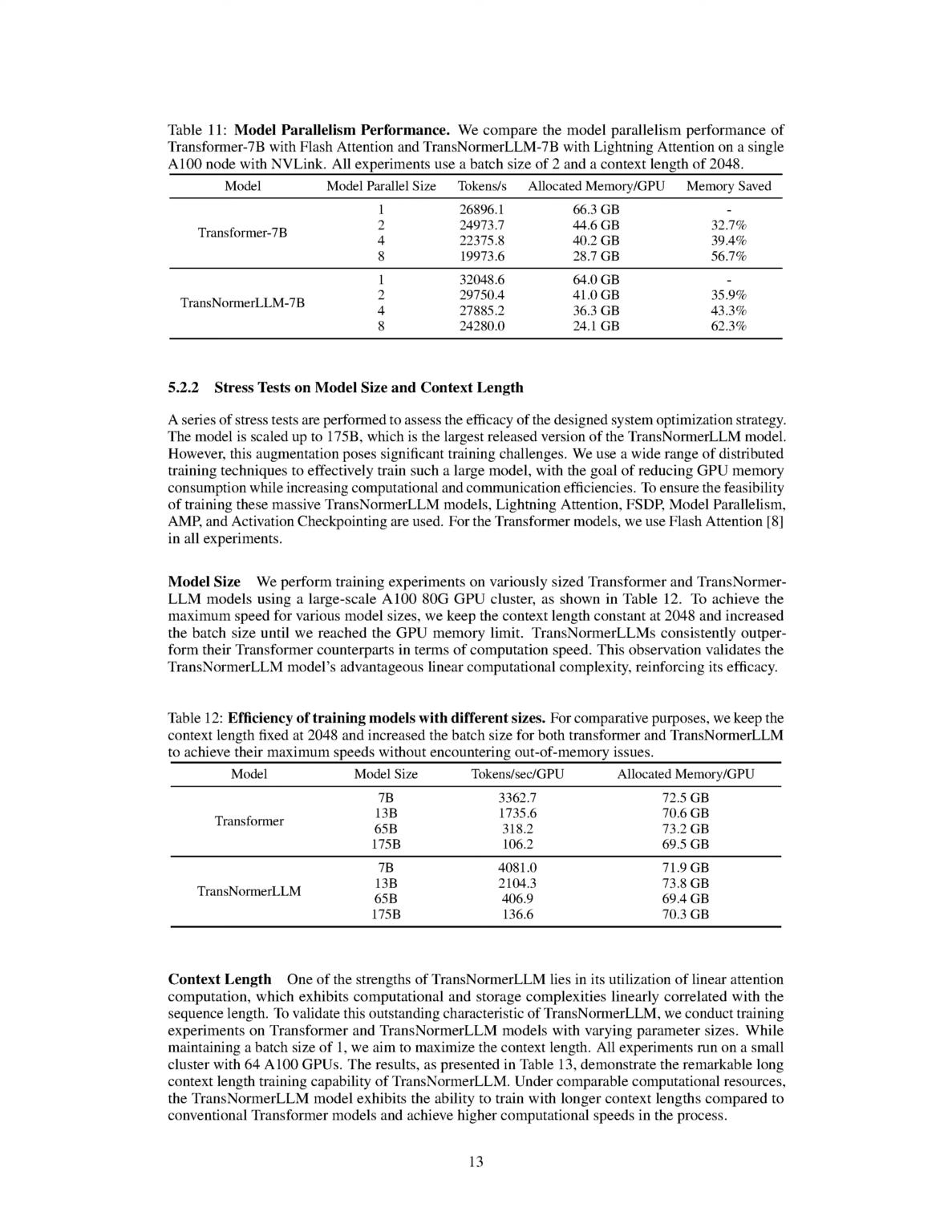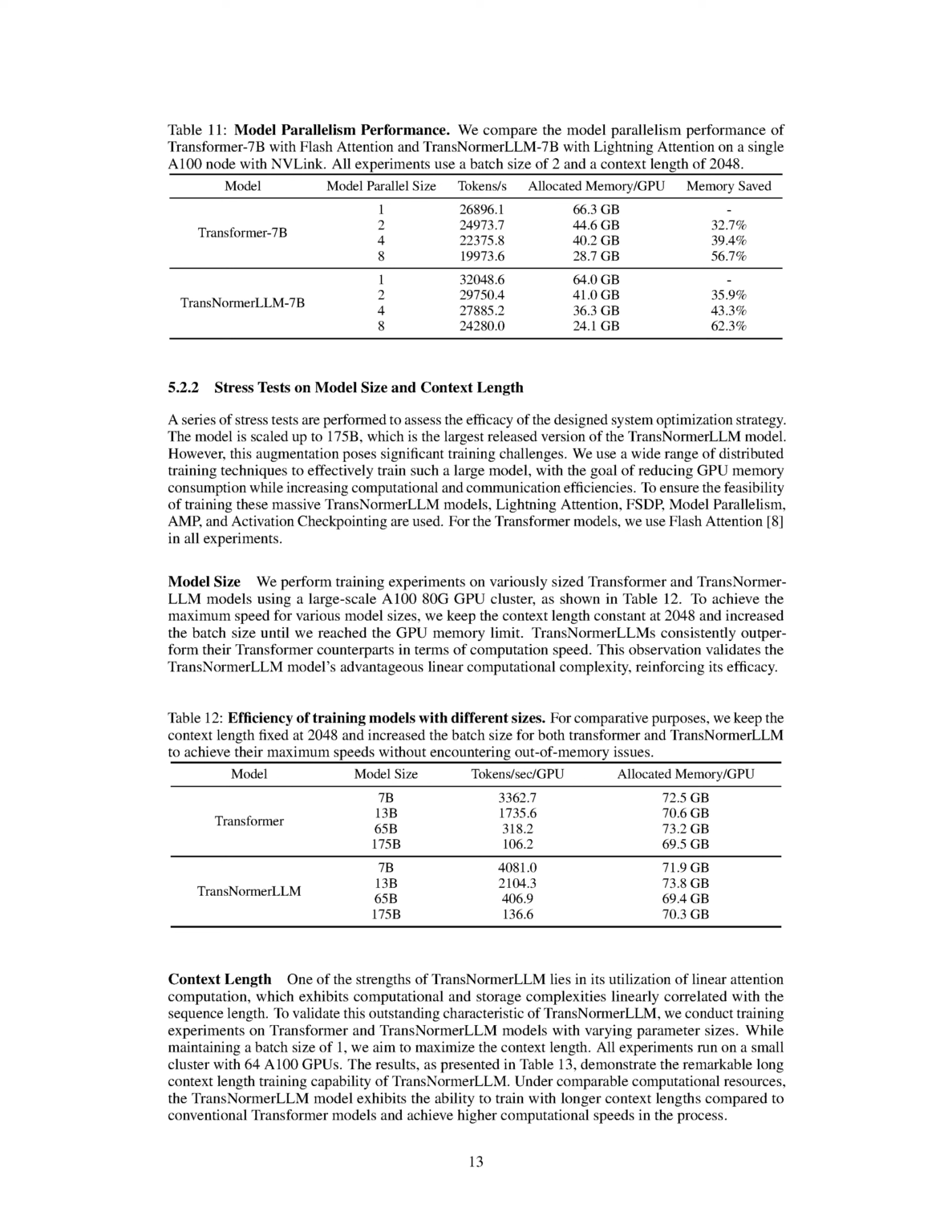Section summary. In the experiments conducted with a 7B TransNormerLLM model, it was found that model parallelism significantly reduces memory consumption per GPU while only marginally affecting training speed. The TransNormerLLM model outperforms the transformer model in terms of both memory conservation and training speed. Additionally, stress tests were performed on a scaled-up 175B TransNormerLLM model, using various distributed training techniques to reduce GPU memory consumption and improve computational and communication efficiencies.